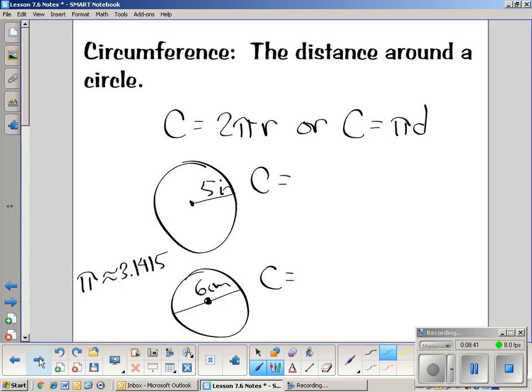Circumference, the distance around the circle. A couple formulas for circumference here. A couple examples.